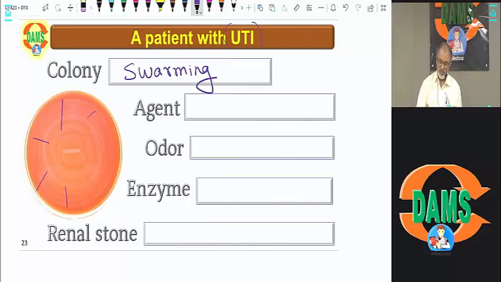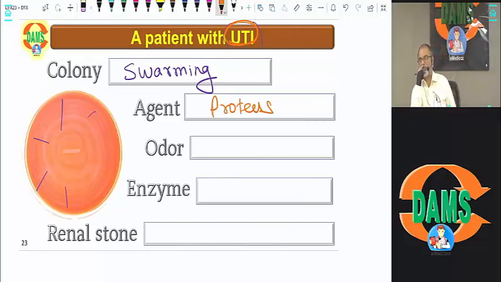What is the agent causing swarming? Many organisms cause it, but in UTI, Proteus. Because of UTI we say Proteus. Otherwise swarming is caused by many organisms: Burkholderia pseudomallei, Vibrio parahemolyticus, Clostridium tetani, Campylobacter. Many organisms cause swarming, but with UTI, Proteus.